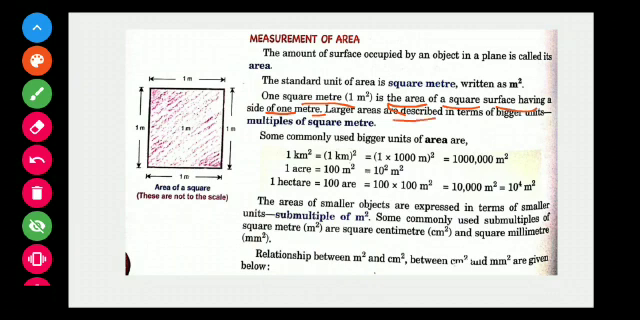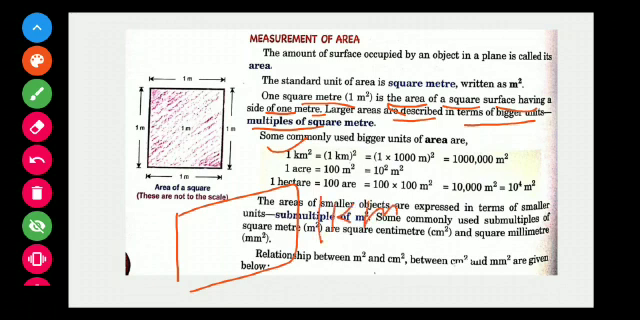Larger areas are described in terms of bigger units. For example, 1 kilometer square. In 1 kilometer square, the side of the square is 1 kilometer. In that case, the area of the square surface is 1 kilometer square. This is a bigger area.